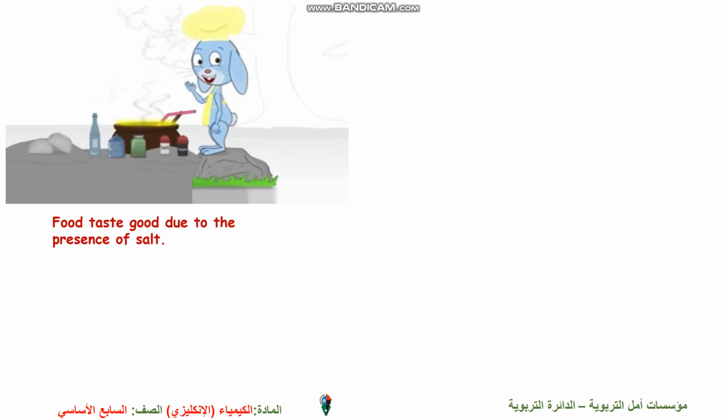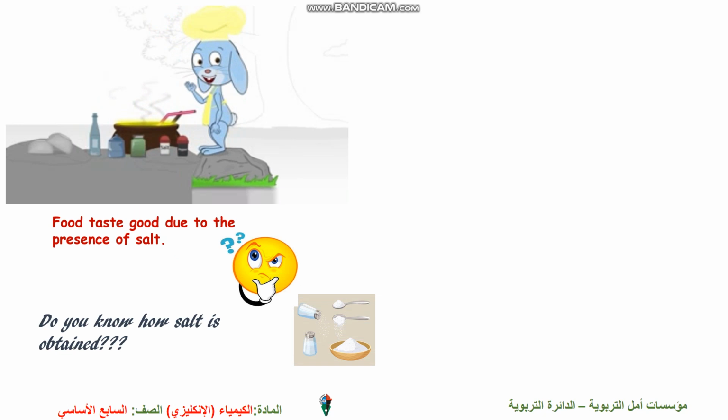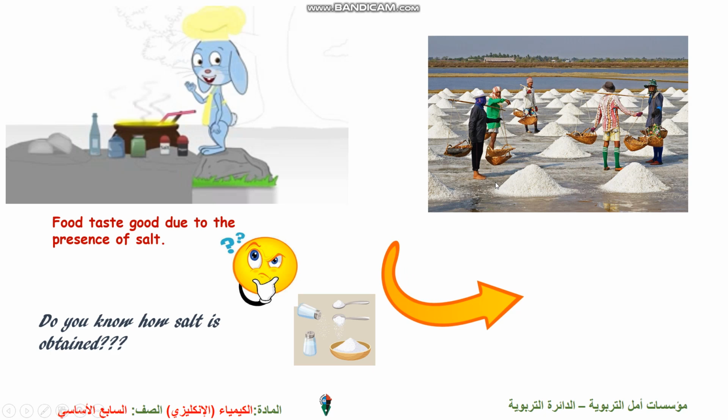Food tastes good due to the presence of salt. All of us add salt to our food to taste good. Do you know from where salt is obtained? Yes, you know that. From seawater. The seawater contains the salt. So, the salt is obtained from the seawater.